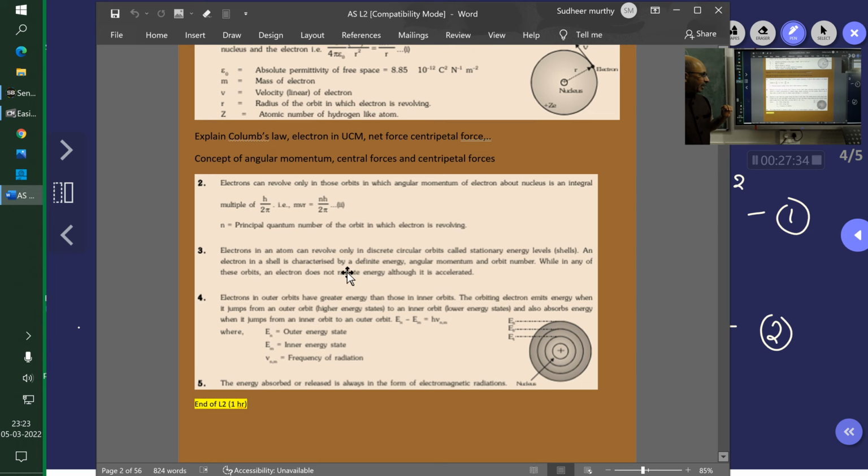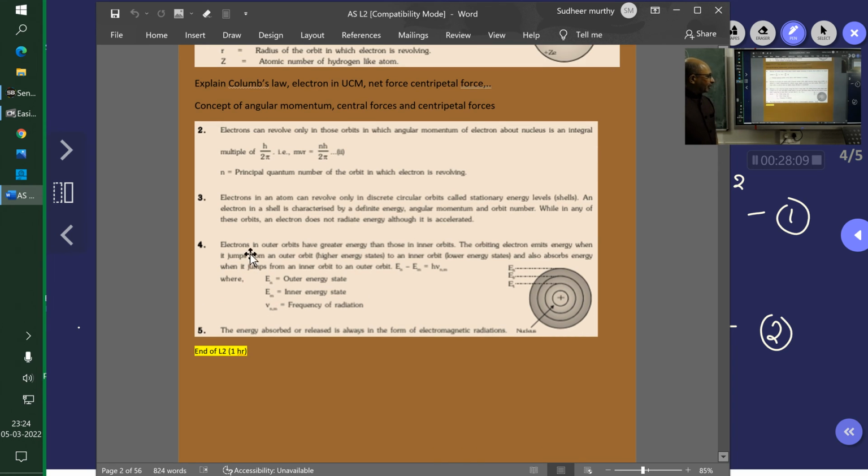An electron in a shell is characterized by definite energy, angular momentum, and orbit number. n equal to 1, n equal to 2 are the orbit numbers, and the angular momentum of the electron in the first orbit will be simply h by 2 pi. In the second orbit it is going to be 2h by 2 pi. The third orbit it is going to be 3h by 2 pi. So that is precisely what is mentioned. While in any of these orbits the electrons do not radiate energy, although it is accelerated. Very nice postulate. And now comes the fourth one.